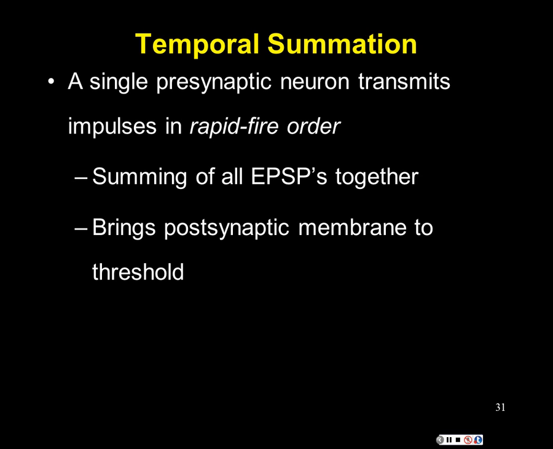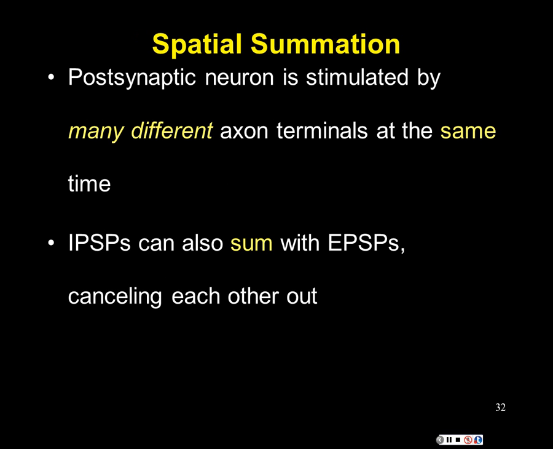All right. We contrast that to spatial summation, the first scenario that we did in class. Okay, so many different presynaptic inputs are happening at the same time. We noted it wasn't just necessarily excitatory inputs, but also inhibitory inputs. If there's enough excitatory inputs, it will cause the postsynaptic cell to cross its threshold and generate an action potential.